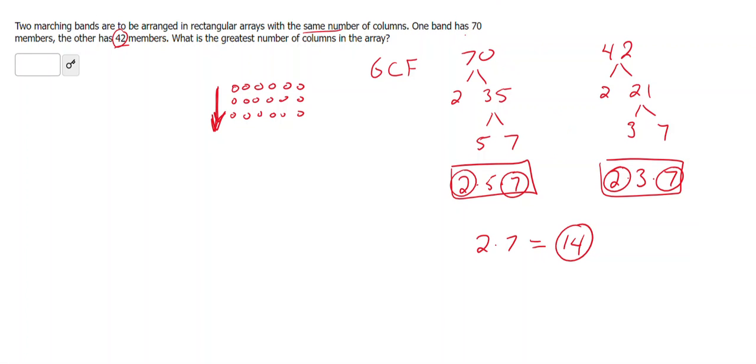All right. So now, that's really what we're saying here, that we would have 14 different rows would be the best way to do it to get the greatest number of columns in that array.